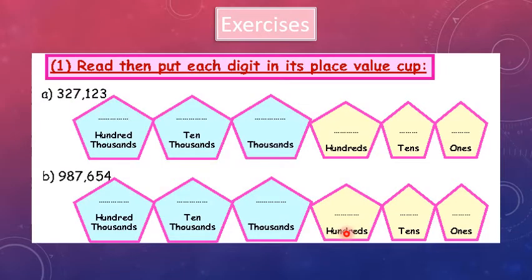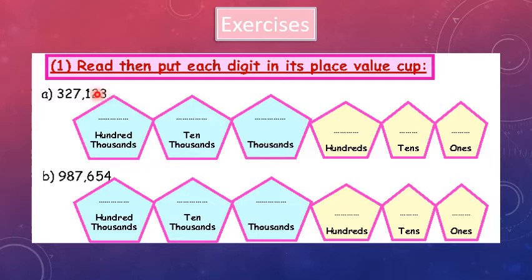Let's solve some exercises on this lesson. We have read, then put each digit in its place value cup. These cups we have in our math corner. We just read this number, then put from ones place until you finish all the digits in these cups.